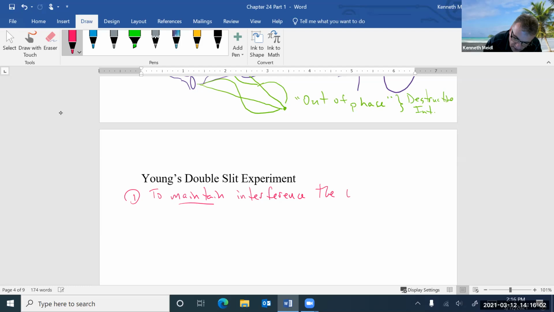the two waves must be, and there's really two conditions here. One is that they must be monochromatic.